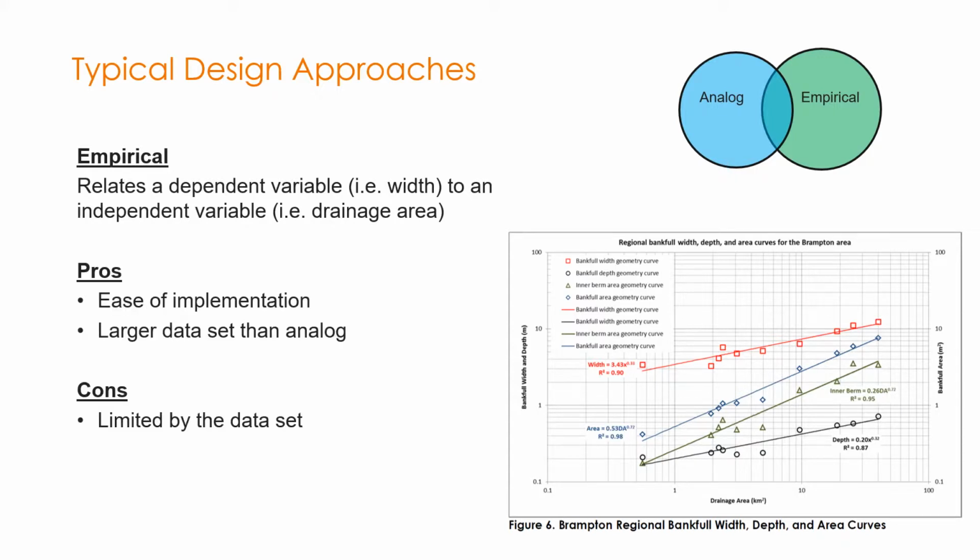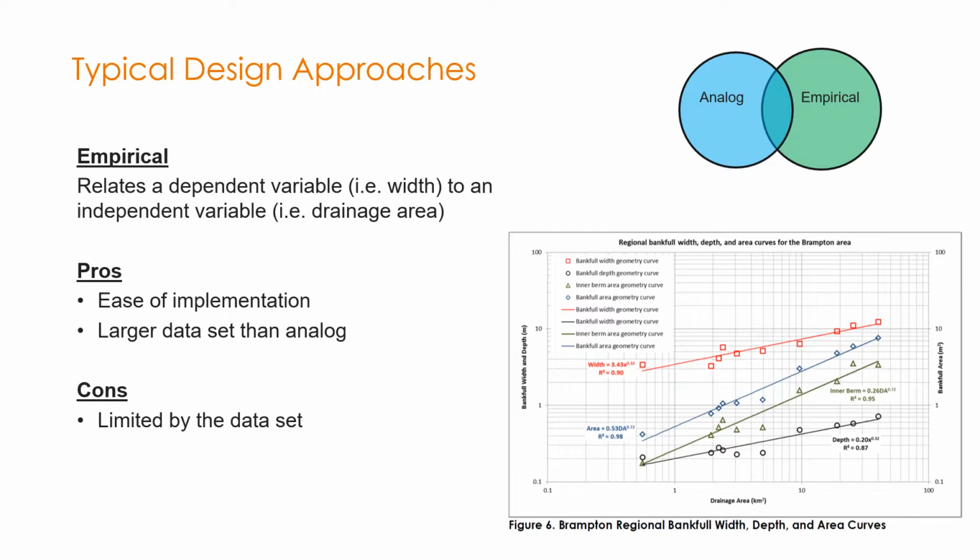The pros of this is that it's relatively easy to produce a dependent variable based on an input independent variable. There's a larger data set relative to the analog approach. So using the reference curve, you could see where your data fits for your drainage area based on a variety of other reference sites with similar independent variables.